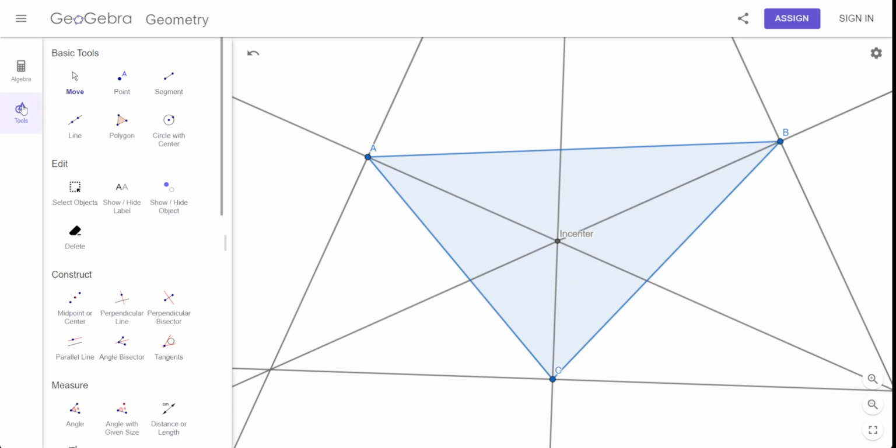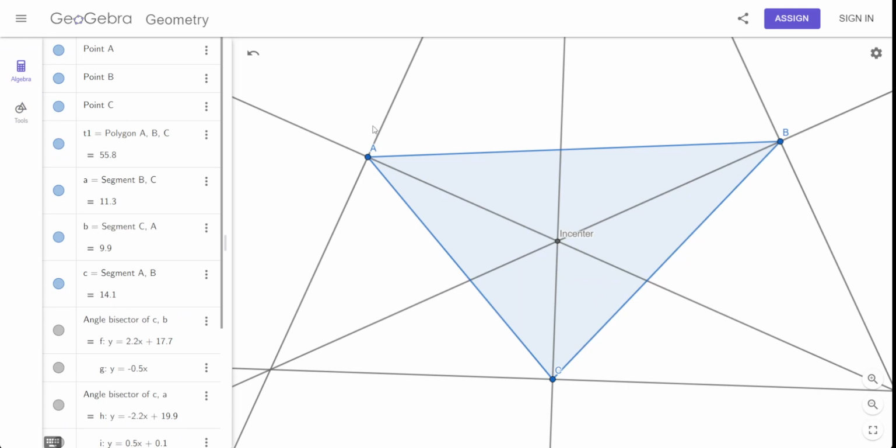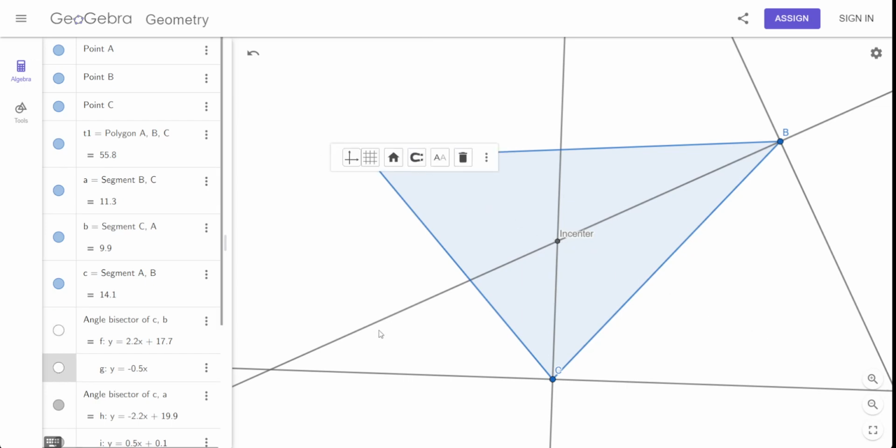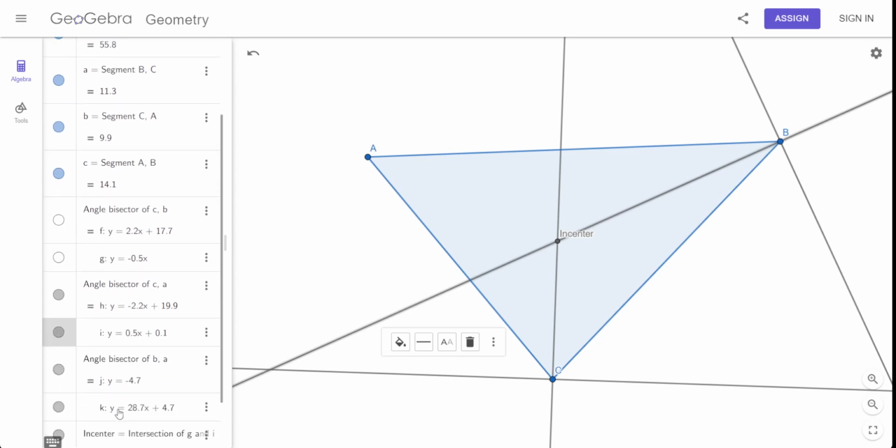So let me get rid of all this other mess. This takes a second. Let's get rid of that. Let's get rid of it. See how it highlights right there, and I can just click on it.